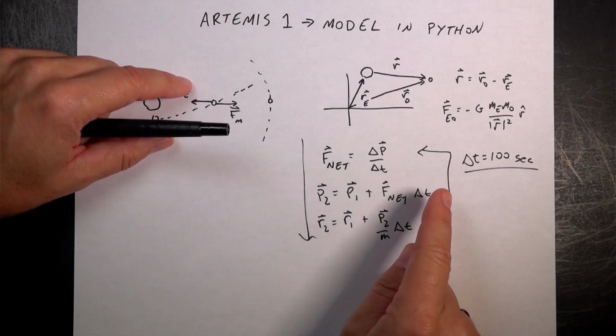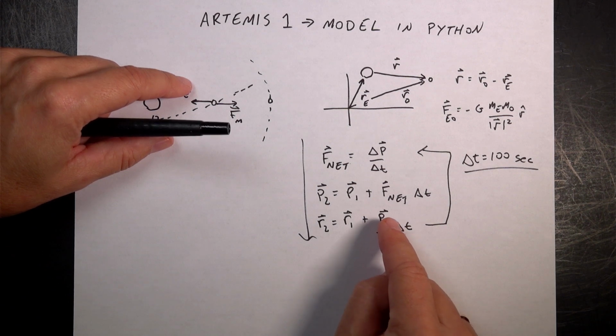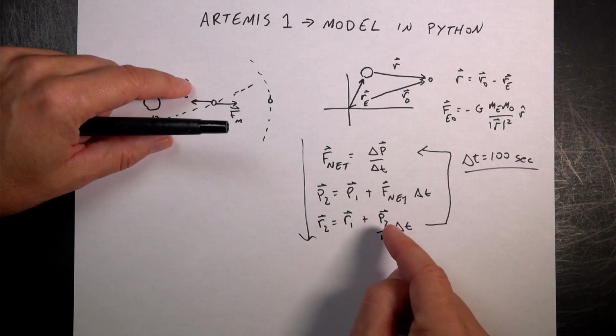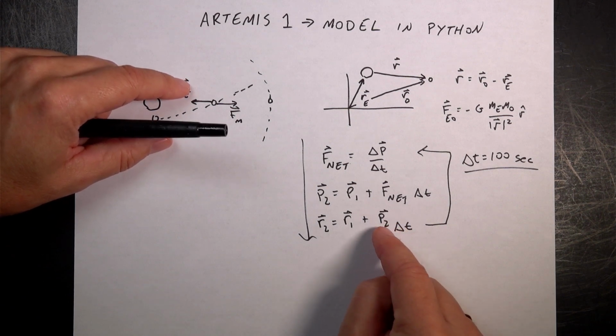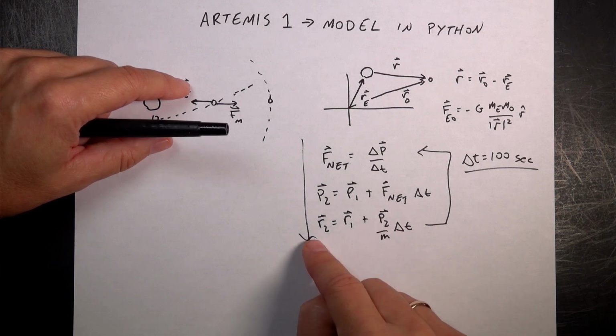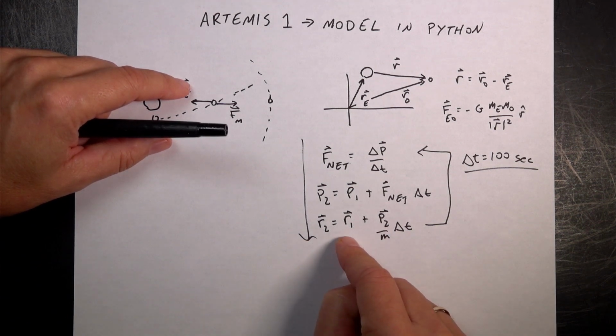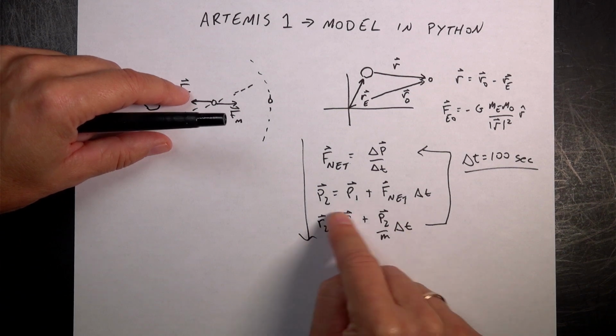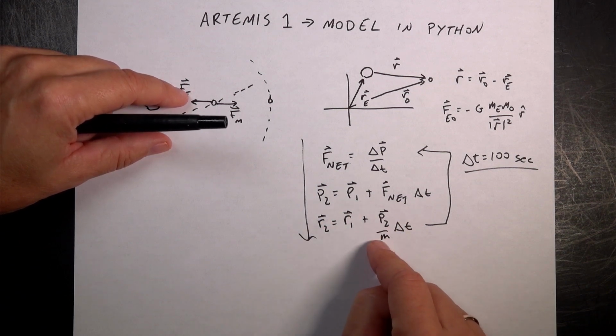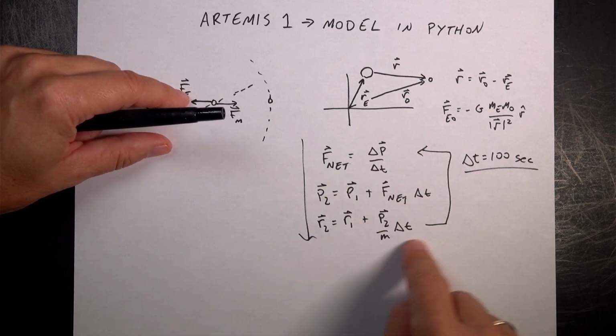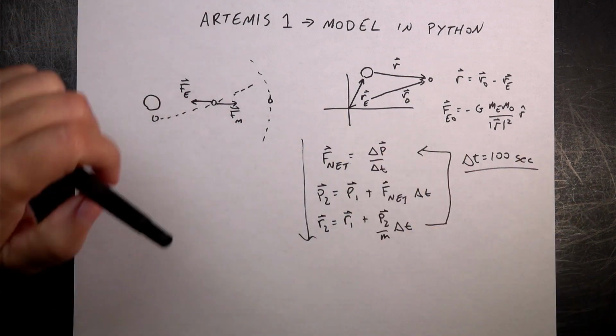And then, if I assume the momentum is constant, which I just changed, which is kind of dumb, but it does work, then I can use the same thing to update the position of the spacecraft. This just comes from the average velocity, the definition of velocity. And then I can just repeat this whole thing over and over again and model the motion of everything. That's what I'm going to do.